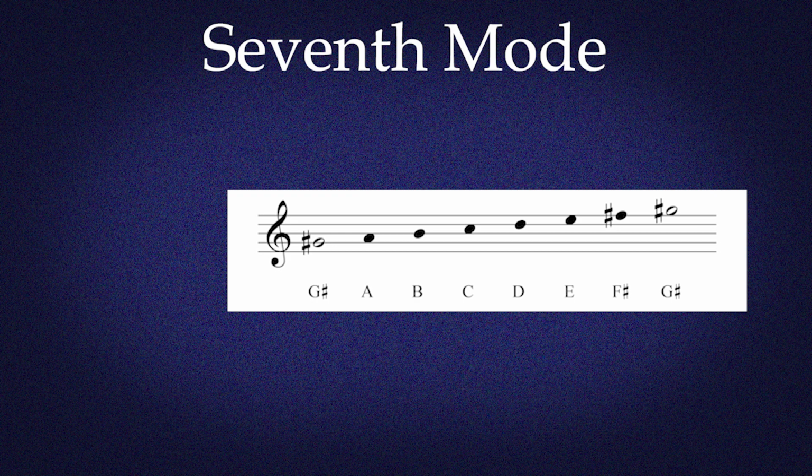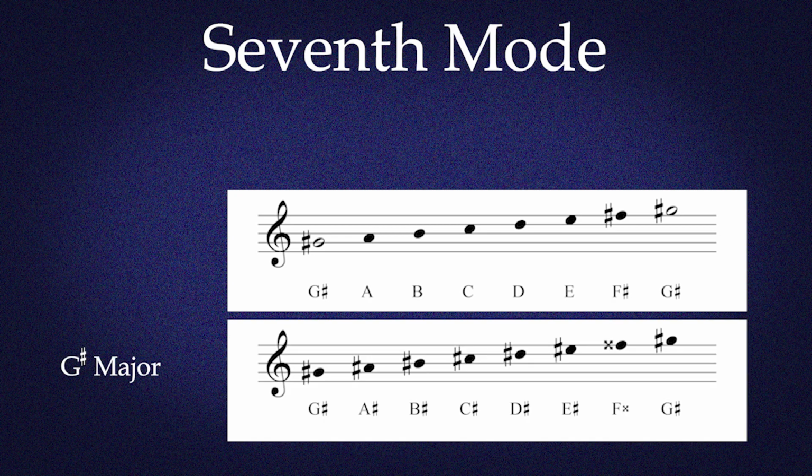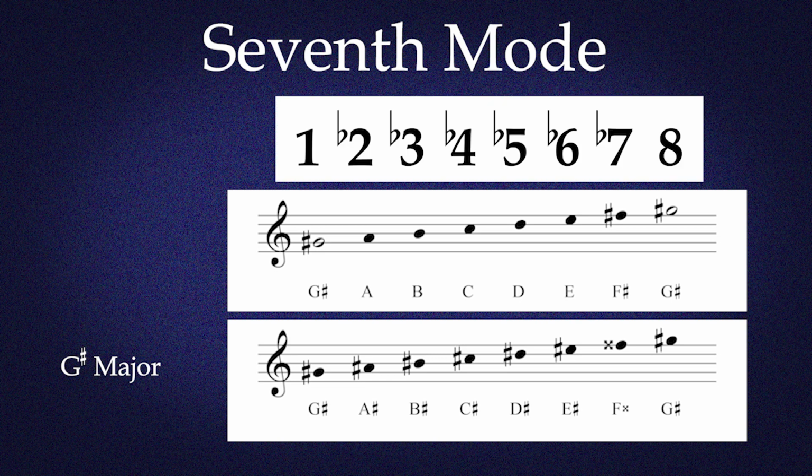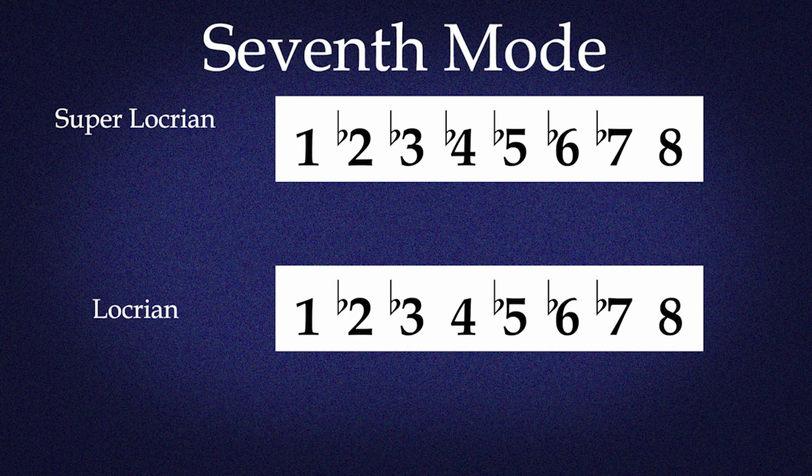The seventh mode is G sharp, A, B, C, D, E, F sharp, and G sharp. Again, this scale has to be compared to the G sharp major scale with its double sharp on F. Its formula would be 1, flat 2, flat 3, flat 4, flat 5, flat 6, flat 7, and 8. It has every note lowered except the tonic. It is called super Locrian or the altered scale.